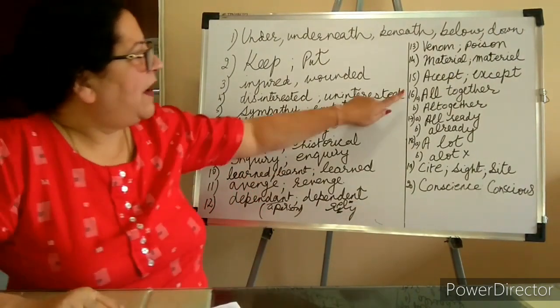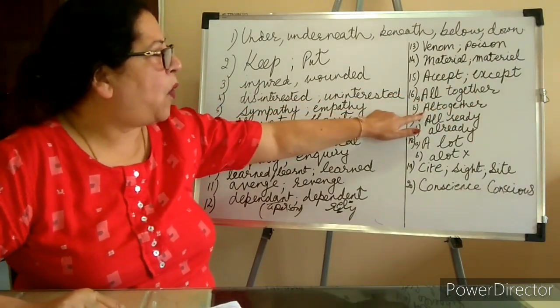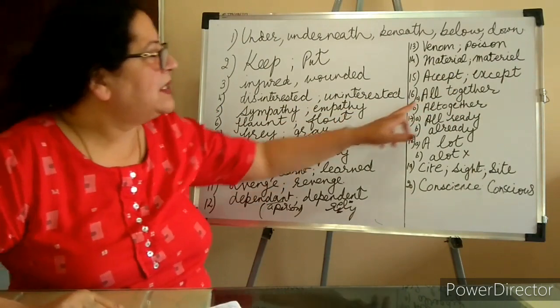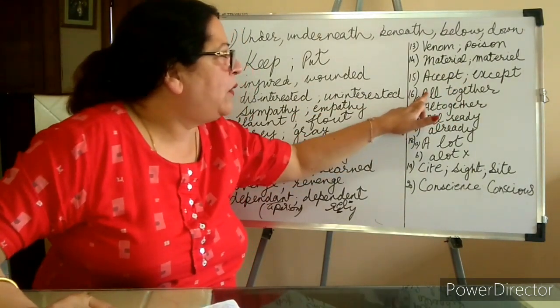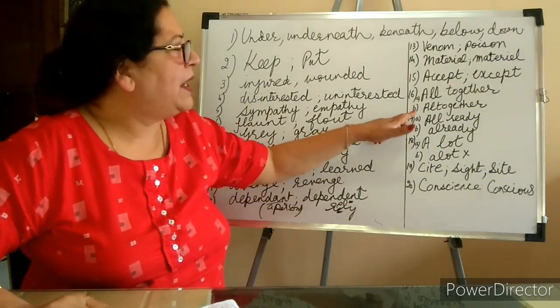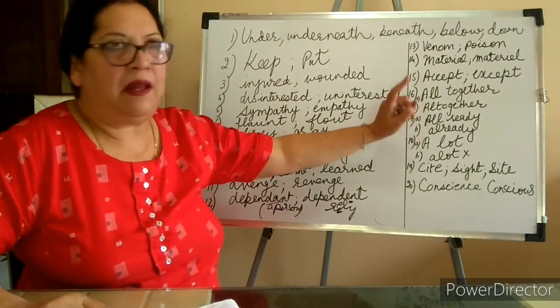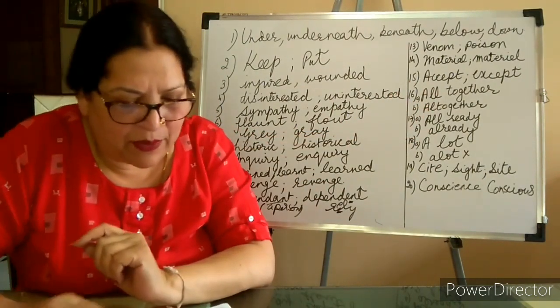Now this next one I put as A and B. "All together" and "altogether." In A, you can see that there are two words: one word "all," the second one "together." And the B one is just one word, with a single L. So you have to be careful about that.